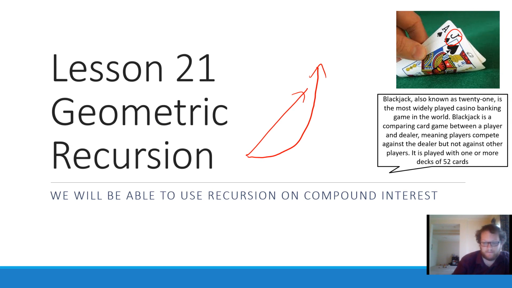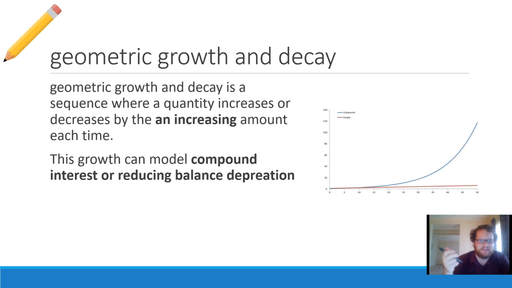Geometric growth and decay is a sequence where the quantity increases or decreases by an increasing amount each time. That means it shoots up. It gets bigger and bigger and bigger. Growth can model compound interest or reducing balance. Of course, geometric growth can also approximate things like the spread of a virus through a population, because if one person infects two people, those people then go and infect four people, and so on and so forth. So these things do actually help us understand a lot of interesting things.